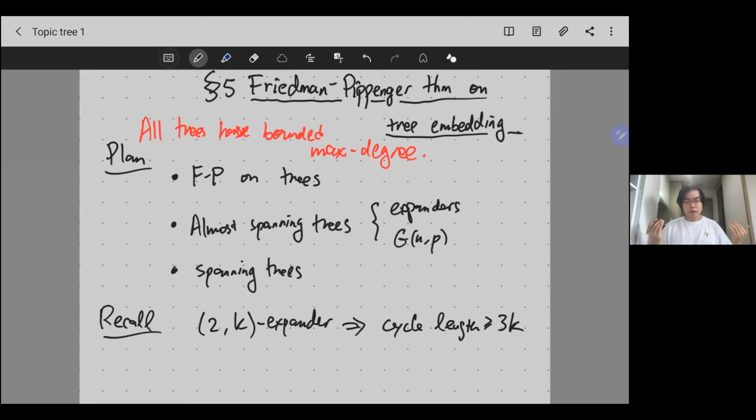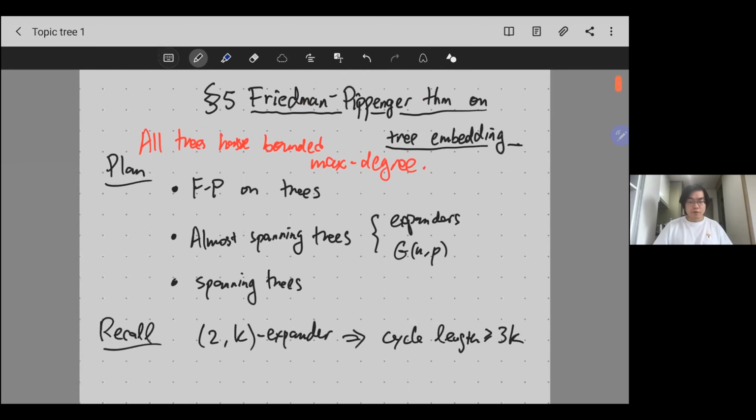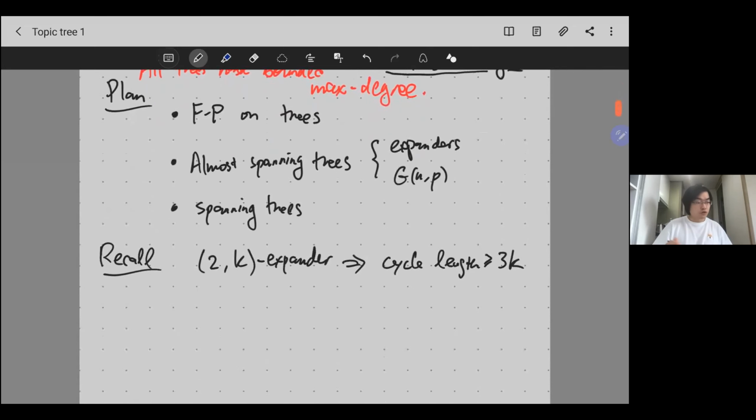So people saw that you can use expansion properties to find a long cycle. Then what about large trees? This is what Friedman and Pippenger managed to do. It's a very classical result by now, and it's used in many places. Let me state the result.